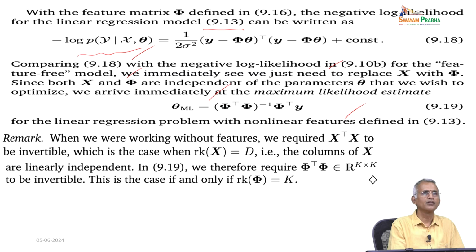So, we have a note: when we were working without features, we required x transpose x to be invertible, which is the case when rank of x equal to d. So, the columns of x are linearly independent. In 9.19 we therefore require phi transpose phi, which belongs to R power k cross k, to be invertible. So, this is the case only if rank of phi equal to k.